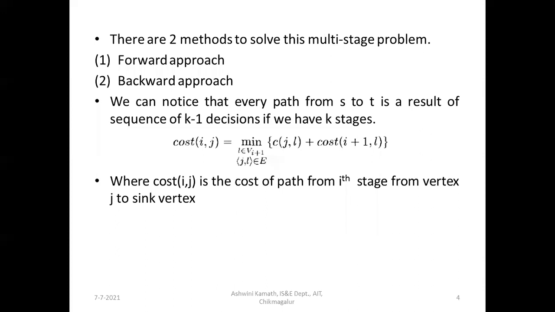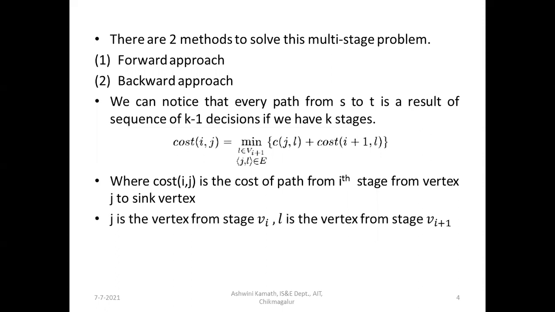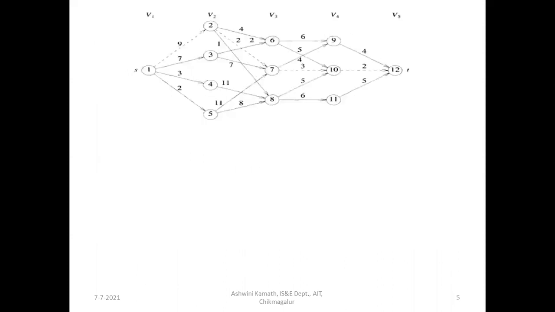Minimum of C of j comma L plus cost of I plus 1 comma L. We have to calculate this value for each and every value of j from the ith stage. j is the vertex from stage Vi, and L is the vertex from the next stage Vi plus 1. C of jL is the edge present in the graph. Let us solve this problem.